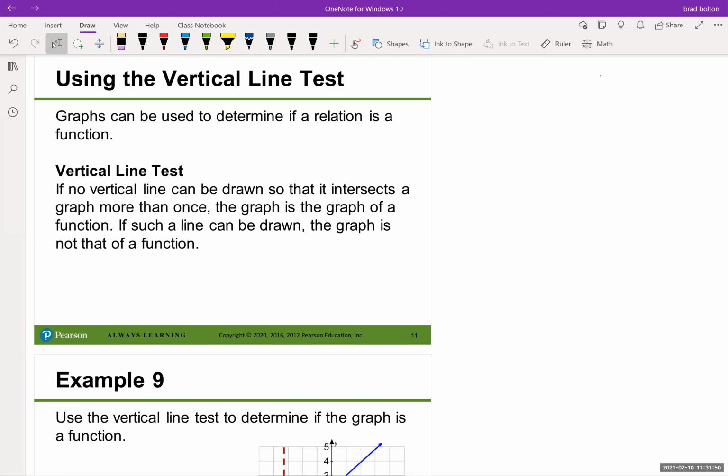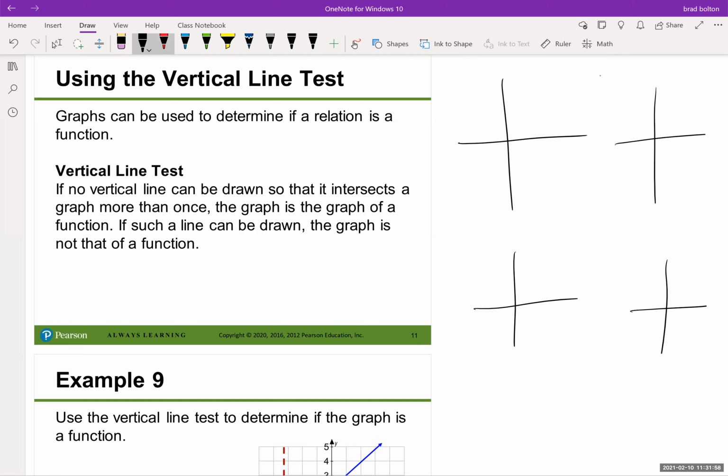So I could give you this, this, this, and this. Let's say I draw a line. For this one, let's say I draw a circle. For this one, an ellipse. And for this one, a parabola. I can't draw too well, sorry about that. So let's draw our vertical lines.